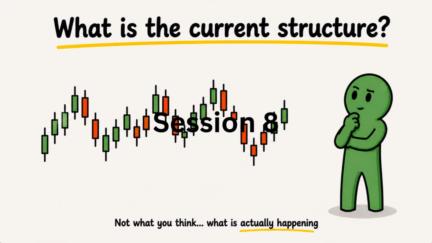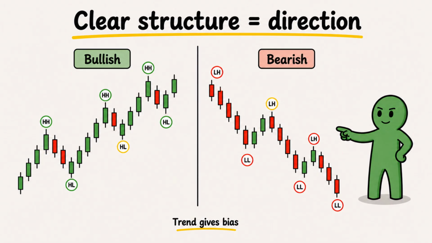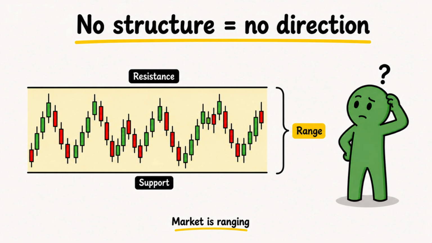Now let's make this practical. Before entering any trade, ask yourself one simple question. What is the current structure? Not what you hope, not what you feel. What is actually happening? Is the market creating higher highs and higher lows? Then the structure is bullish. Is it creating lower lows and lower highs? Then the structure is bearish. And if it's doing neither, then the market is ranging.